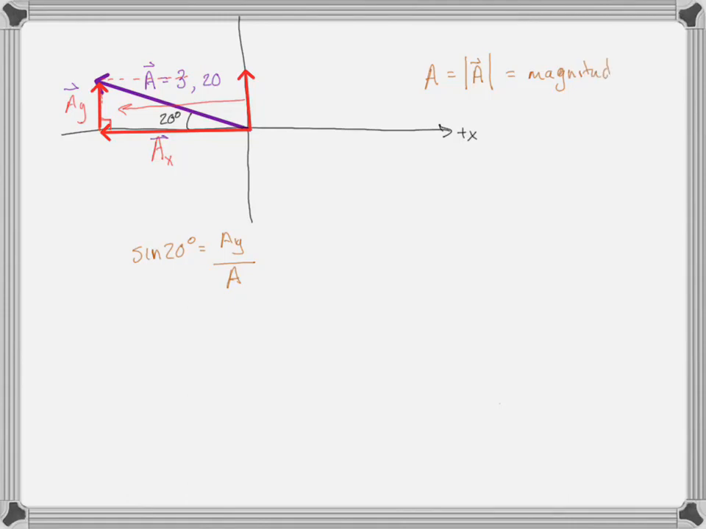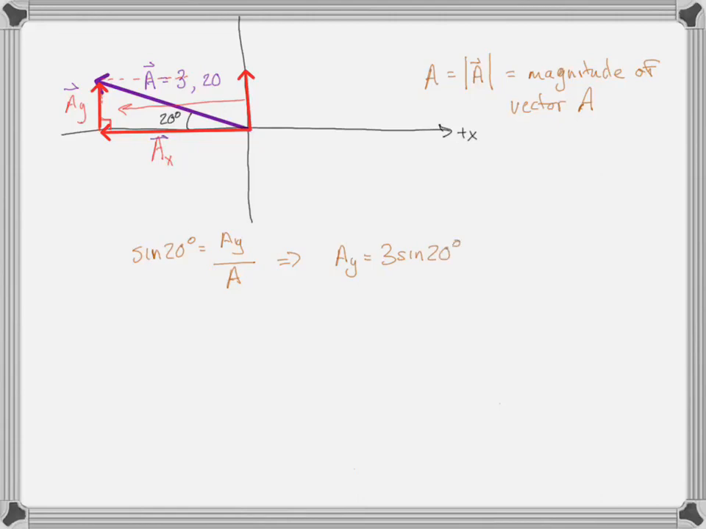Magnitude, which is always a positive quantity. I say that over and over again. Okay. And so a sub y is the magnitude of vector a sub y, etc. Okay, so sine 20 degrees is a sub y over a. And so therefore, since a is 3, right, a sub y must equal 3 sine of 20 degrees.